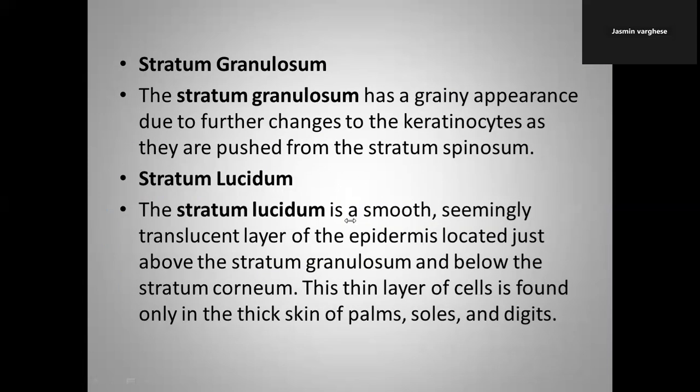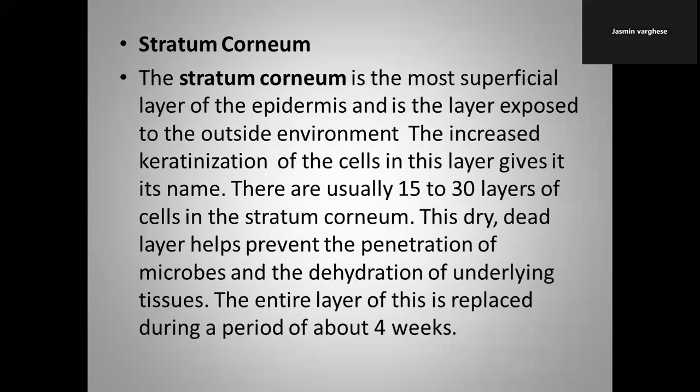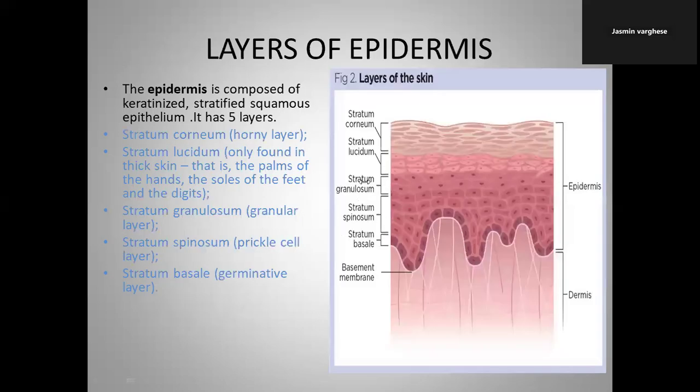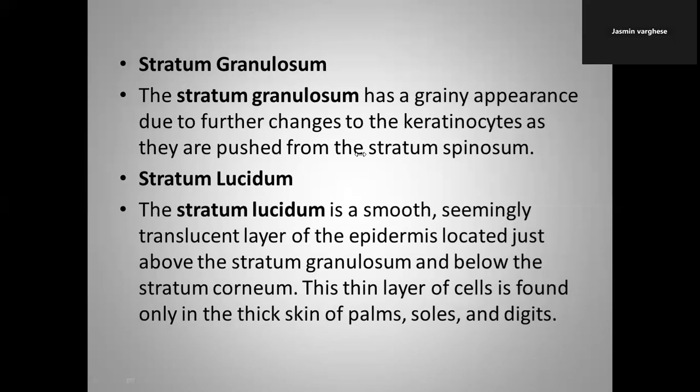Then we have stratum lucidum. So stratum corneum, then stratum lucidum, then stratum granulosum. Where is stratum lucidum? In this image you can see stratum lucidum. Stratum lucidum is the smooth, seemingly translucent layer of the epidermis located just above stratum granulosum and below stratum corneum. This thin layer of cells is found only in the thick skin of palms, soles and digits.